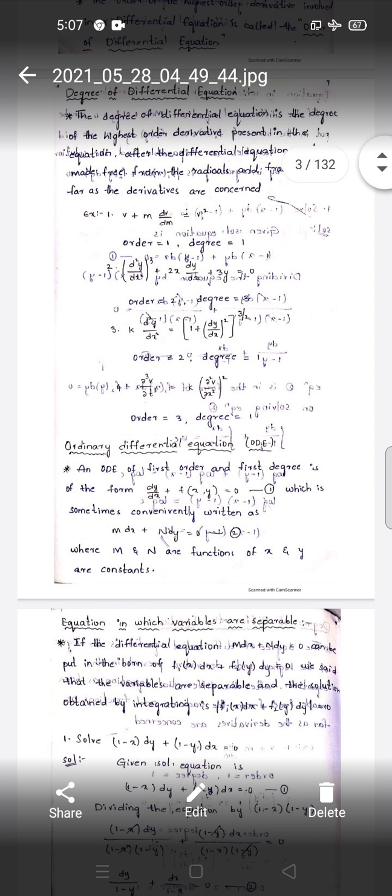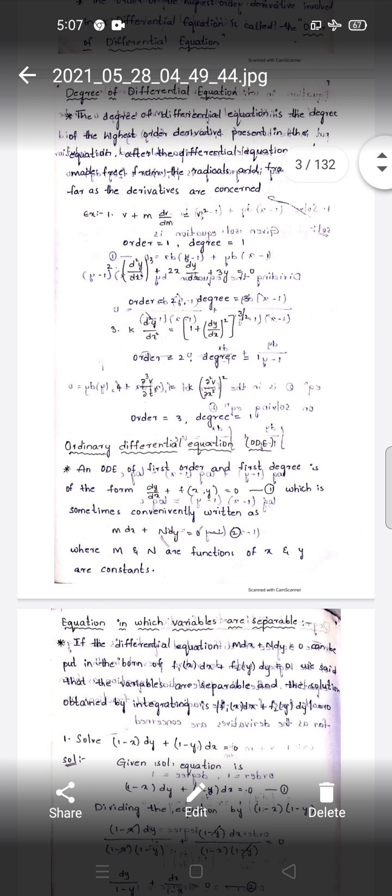One more example: k d square y by dx square is equal to 1 plus (dy by dx) square whole power 3 by 2. So this is also an equation, and here the order is equal to 2 and the degree is equal to 1. Okay. So next, this is also the degree of differential equations.